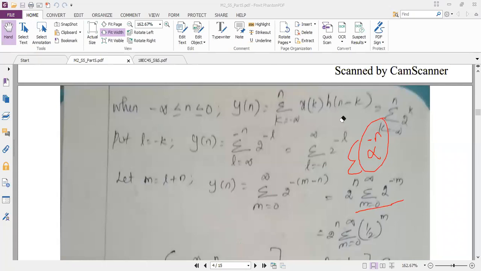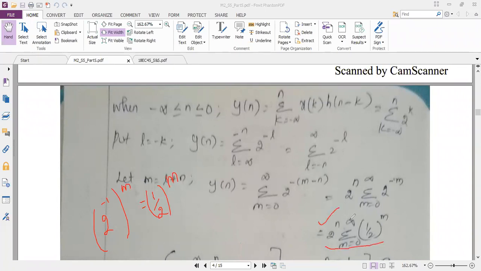So what I can do best is this 2 power minus m, I can write it like this: 2 power minus 1 the whole power m. If I do this, then 2 power minus 1 becomes 1 by 2, so 1 by 2 power m. I am just trying to convert everything into the standard form. So I am getting outside the summation 2 power n, summation m is equal to 0 to infinity, and here it is 1 by 2 power m. I hope you all understood why it is 1 by 2 power m, because we have to apply the standard formula. Accordingly, I am making all my terms into that format.